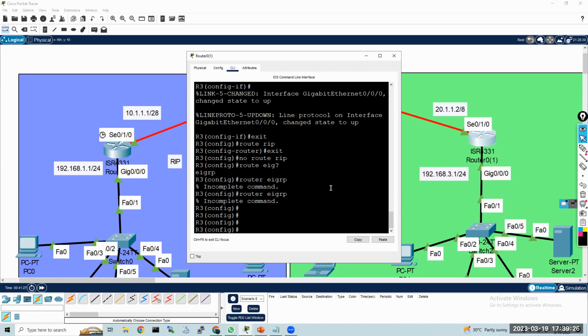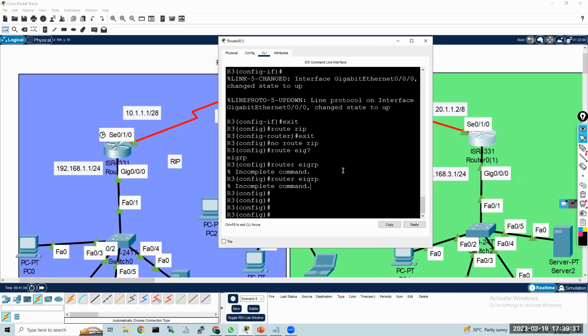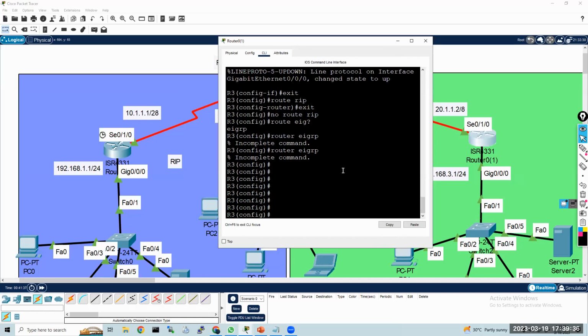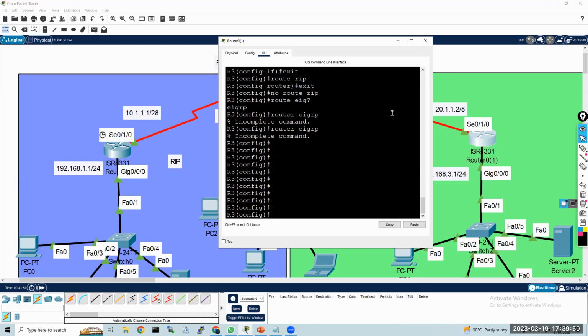Okay, so do again router EIGRP, or just use the up arrow and then we'll add 100. I think you are in router 3 now. You want me to do it, or can I give you control again? Okay, because I can't do anything. Let me configure this right now. You're in router EIGRP 100.